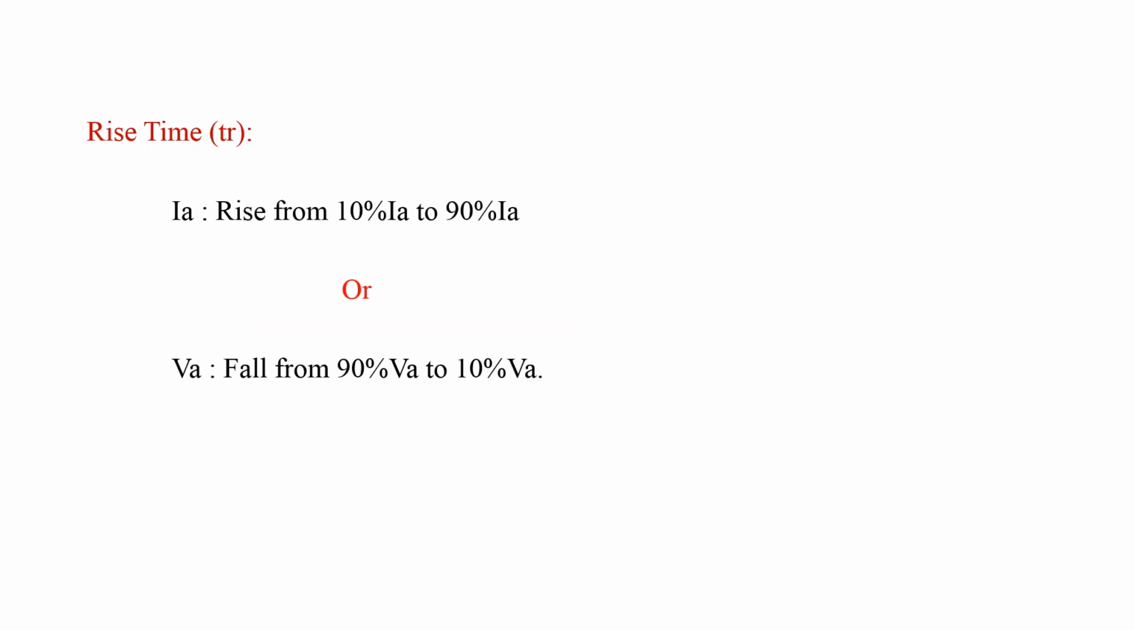Similarly, coming to rise time, the time taken by the anode current to increase from 10% of the maximum anode current to 90% of the maximum anode current is the rise time in terms of anode current. In terms of anode voltage, the time taken by the anode voltage to decrease from 90% of VA to 10% of VA. That is rise time in terms of both anode current and anode voltage.